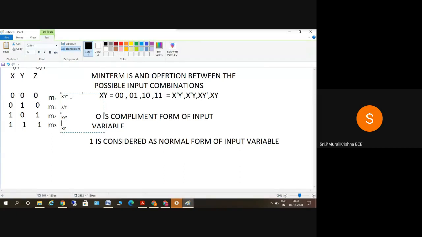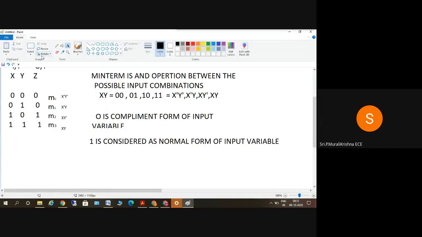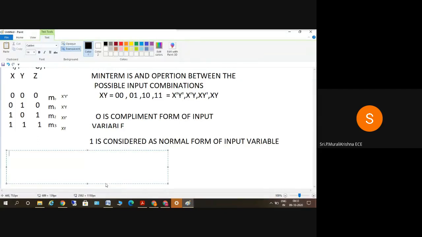When I consider this truth table, check this truth table. A truth table means you find the output z. If I want to write z here, write the value of z. So z is equal to.